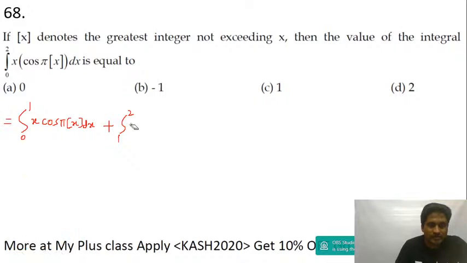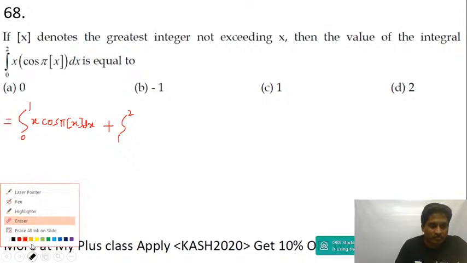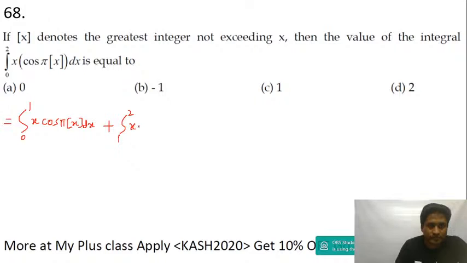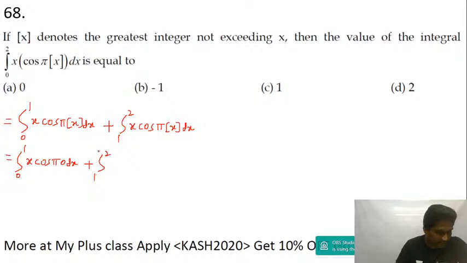1 to 2, and then you will get this as x into cos of pi into box x, and then dx. Now let us integrate. Between 0 and 1, box x is 0. So this becomes integral 0 to 1 x into cos of pi into 0, because box x is 0. And then plus 1 to 2. Between 1 and 2, box x is 1. X into cos of pi, and then dx.